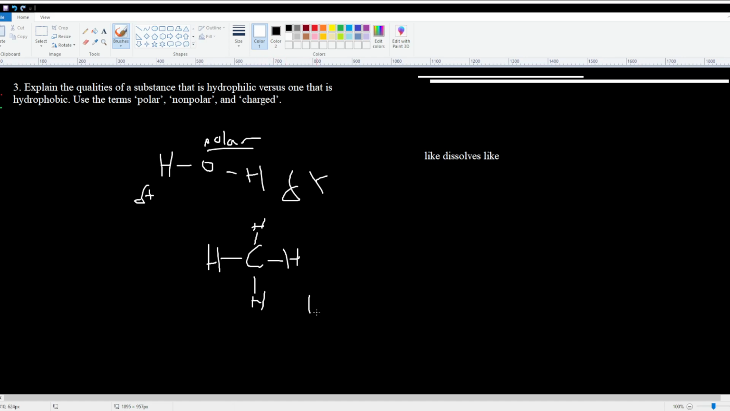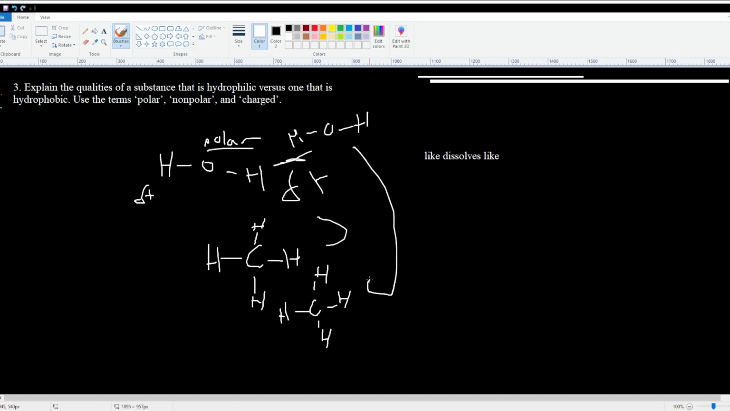So if we have another methane molecule, these are going to dissolve in each other, right? These aren't going to separate out from each other, but they're not going to mix with water. Just like if we have another water molecule, these are of course going to be attracted to each other, whereas this is not going to be attracted to methane. They're going to separate out from each other. So that's the difference between hydrophilic versus hydrophobic.